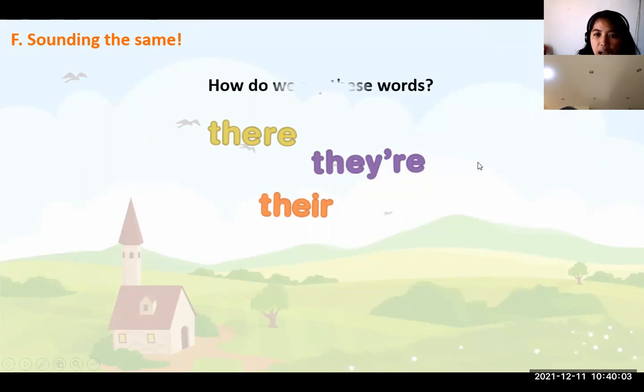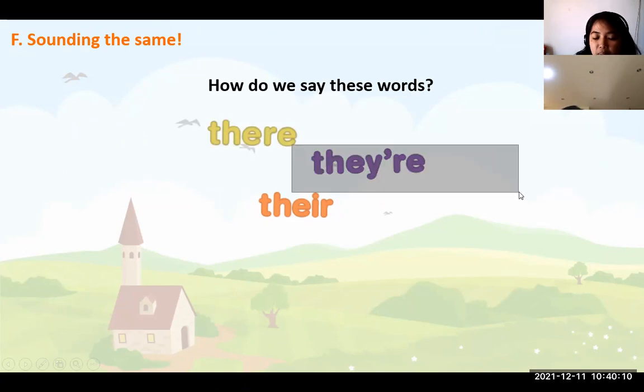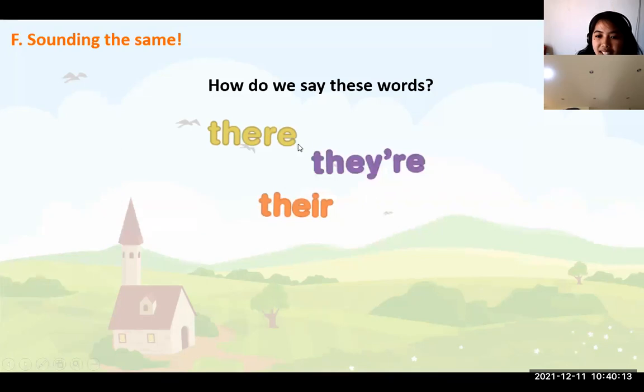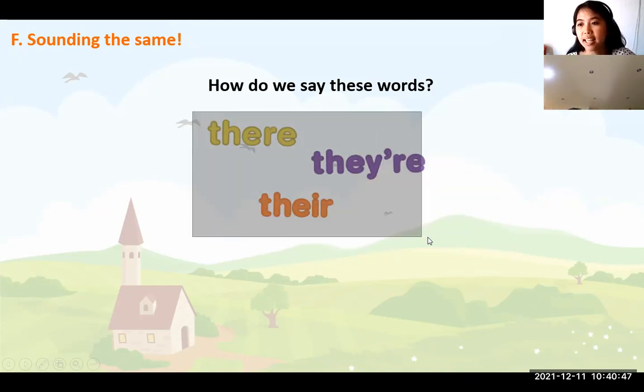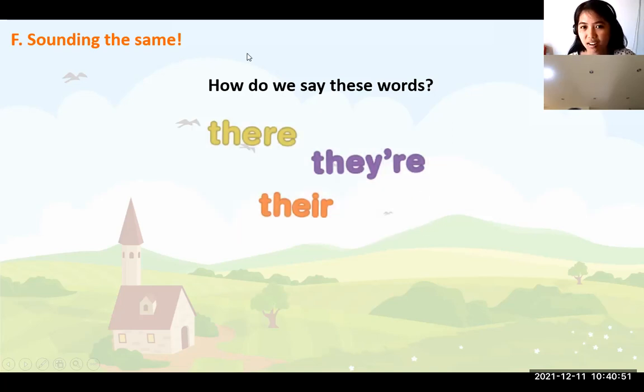So how do we say these words? Can you please read this one? Bear. Okay. How about this one? They are. Yes, they are or there. Okay. Next. Bear. How about there. You say there. Wait, what are two theirs? So, do they sound the same? No, because the spelling is not like... Wait. How about the sound? When we pronounce them, do they sound the same? Yes, but the spelling and their meaning is different, so they are not the same.